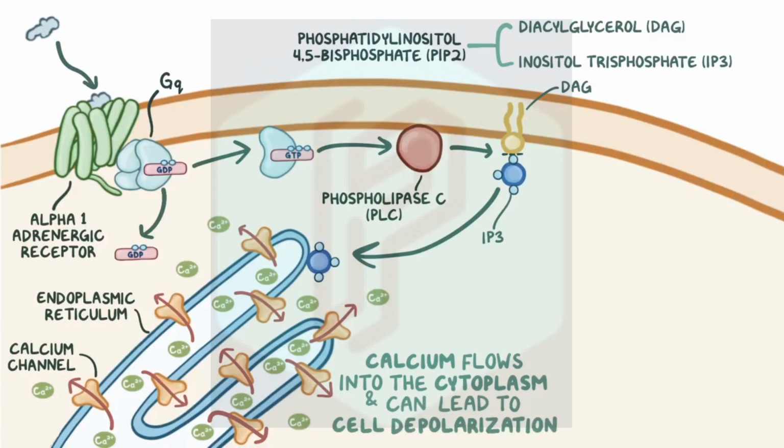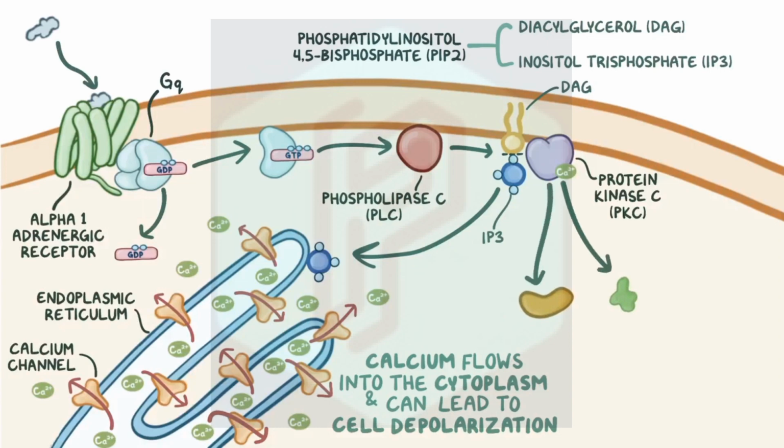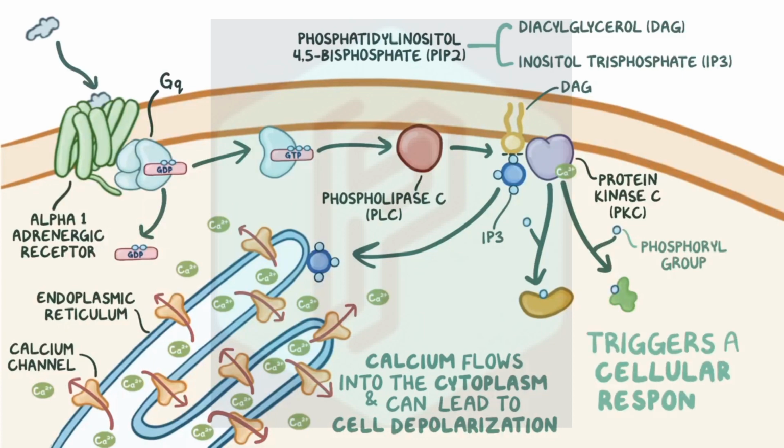In the meantime, DAG binds the enzyme protein kinase C, or PKC. But to be fully activated, PKC also needs calcium. Once calcium levels in the cell go up, PKC starts to phosphorylate other target proteins. In other words, PKC goes around adding phosphoryl groups to target proteins, and that activates them, triggering a cellular response which differs from cell to cell.